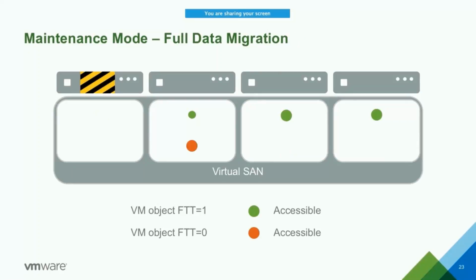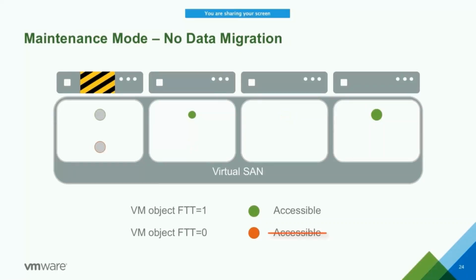Now, full data migration is for a longer period of planned downtime, or in some cases where a host is going to be permanently removed. So we want to evacuate all of the data off and make sure that those objects remain highly available. So as you can see on the screen here, what happened is it's going to move both of those components to other hosts in the cluster. So the green object has both of its replicas plus the witness, and then of course the orange object with FTT equals 0 just has that single replica there, but it is also moved so that way accessibility is maintained.